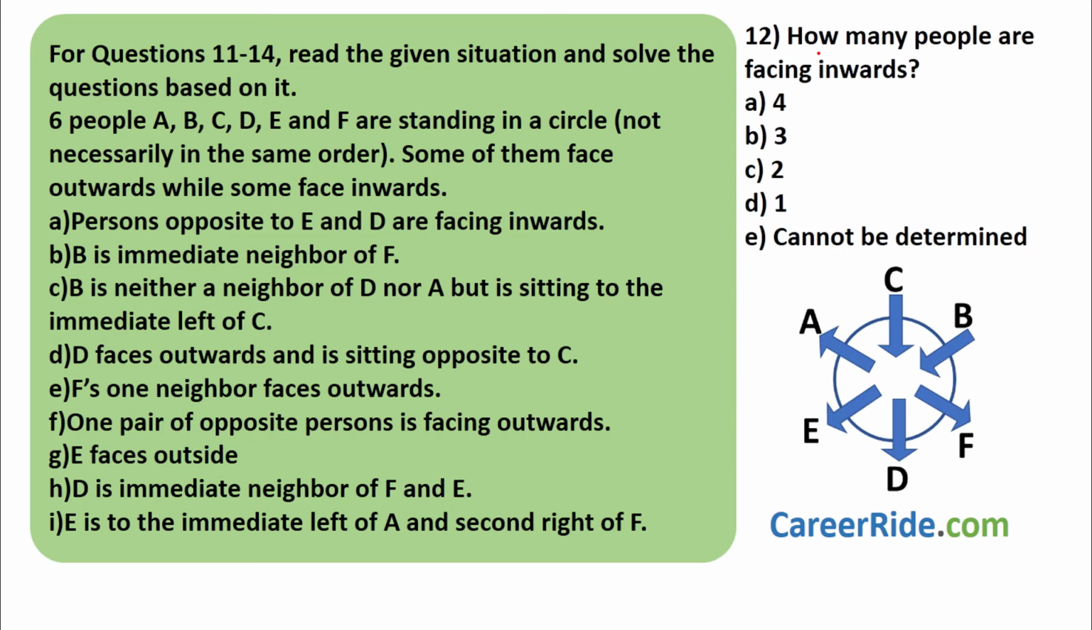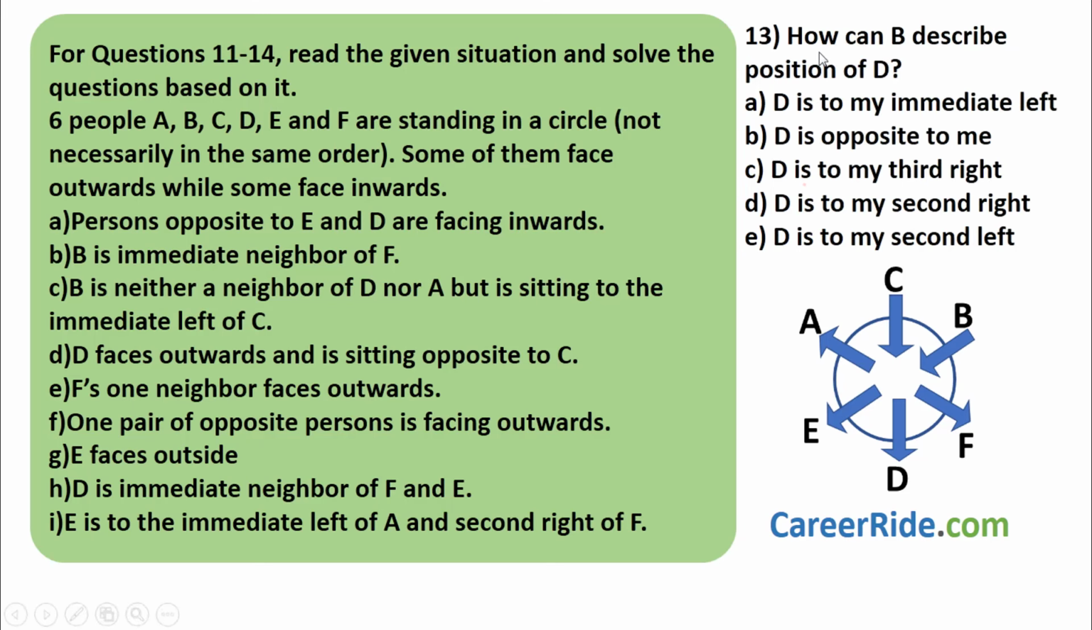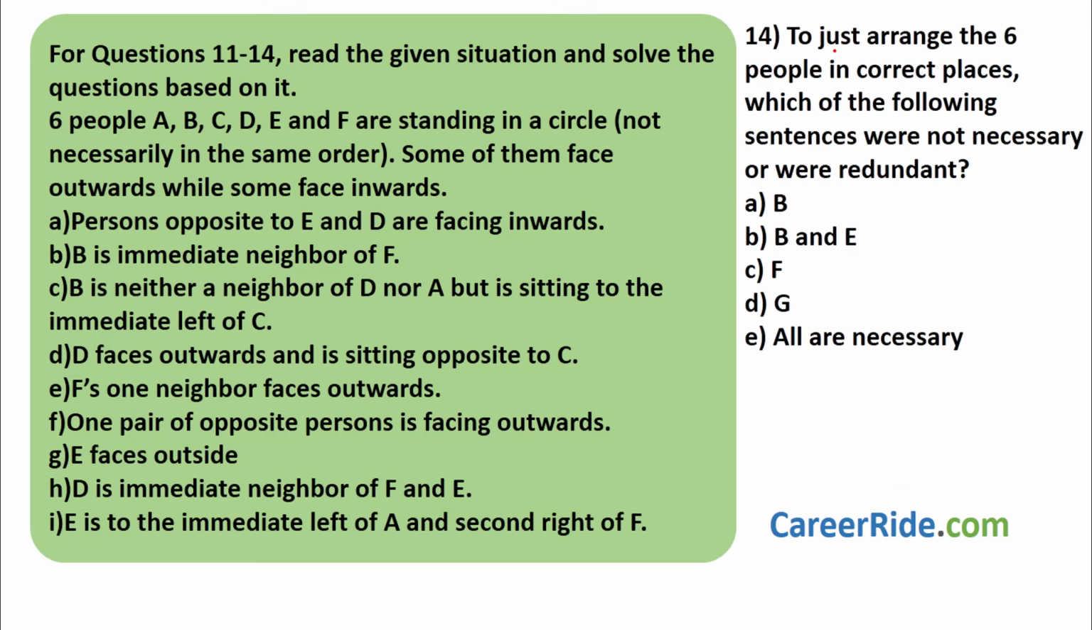Let's see the question. How many people are facing inwards? 1 and 2. Answer is 2. Moving on to next question. How can B describe the position of D? Here it is B, here it is D. B is facing inside. This is the left side. So 1, 2. Second to my left. Here it is. Second to left. Moving on. 14. To just arrange the 6 people in correct places, which of the following sentences were not necessary or were redundant?